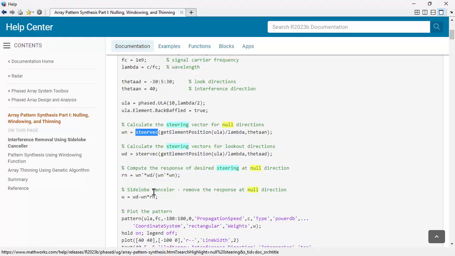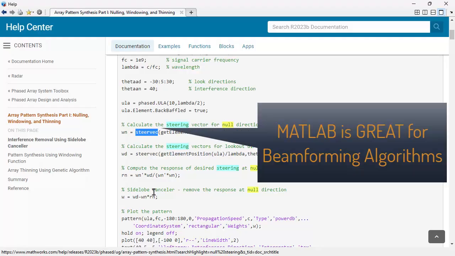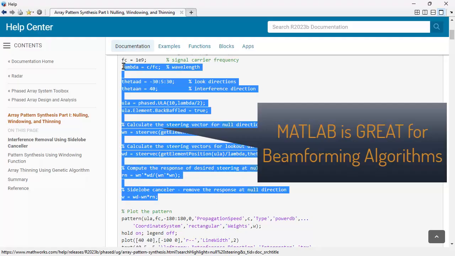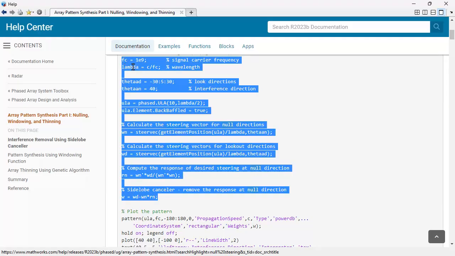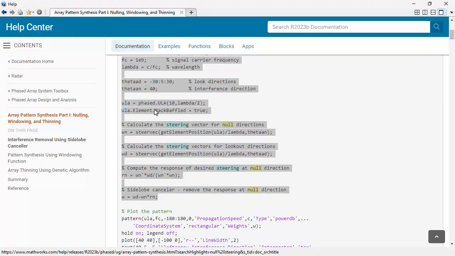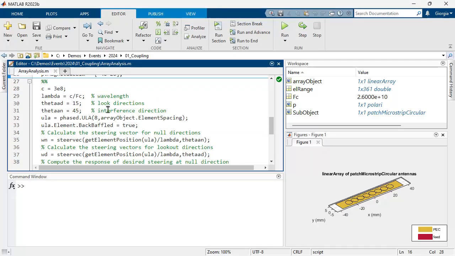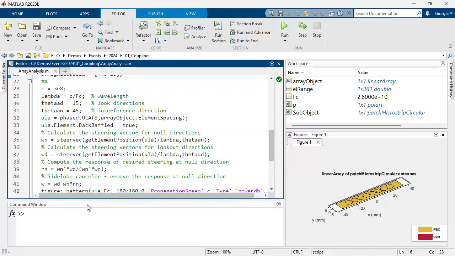And this allows me to point out how great MATLAB is for developing beamforming algorithms, because all these functions that are provided by the Phased Array System Toolbox are actually white box. You can see what is the algorithm that they use, and if you like, you can modify it and enhance it with your secret recipe. So I'm going to copy the code, paste it in my script, and essentially you can see how now we apply these weights to our array.